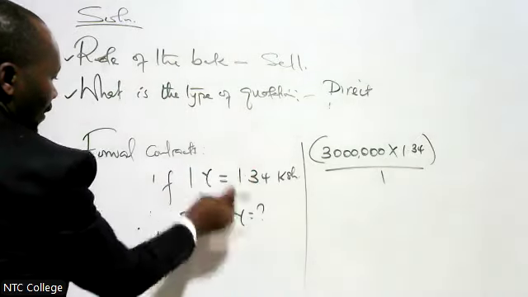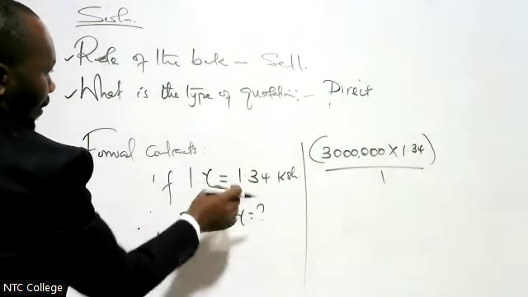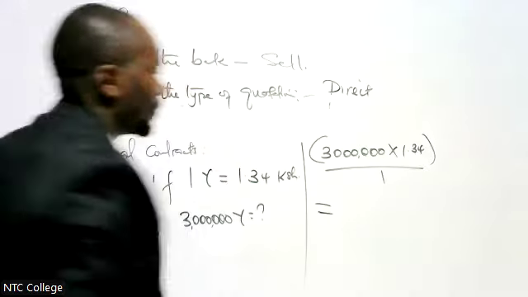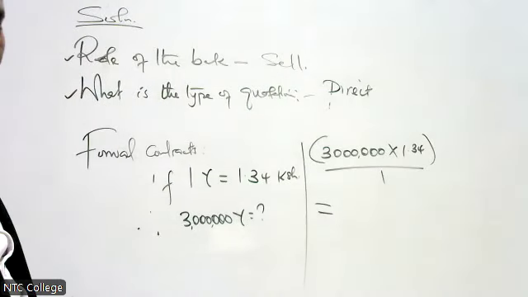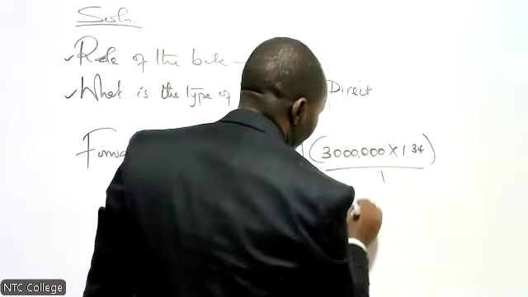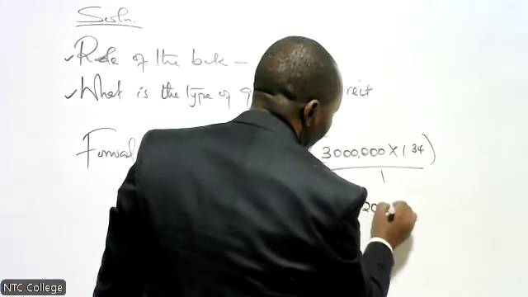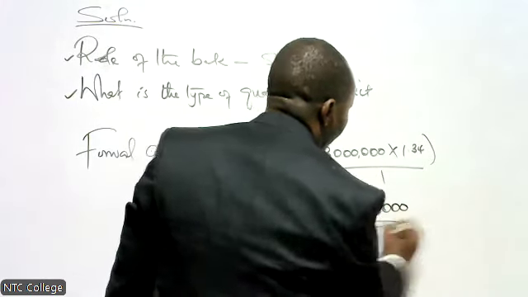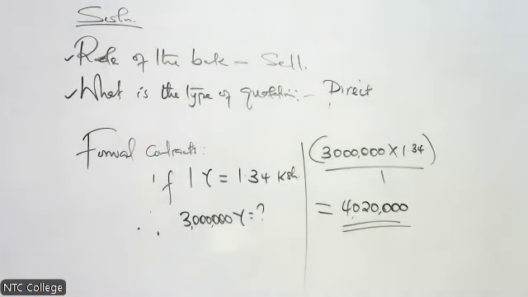So it is cross multiplication. This times this all over this. What are you having there? 4,020. Just like that.